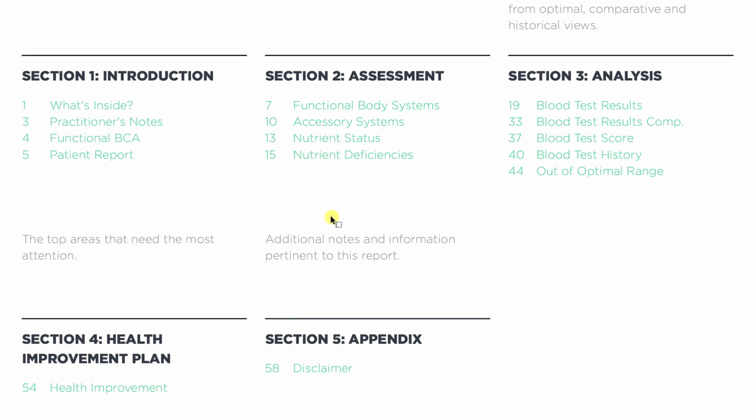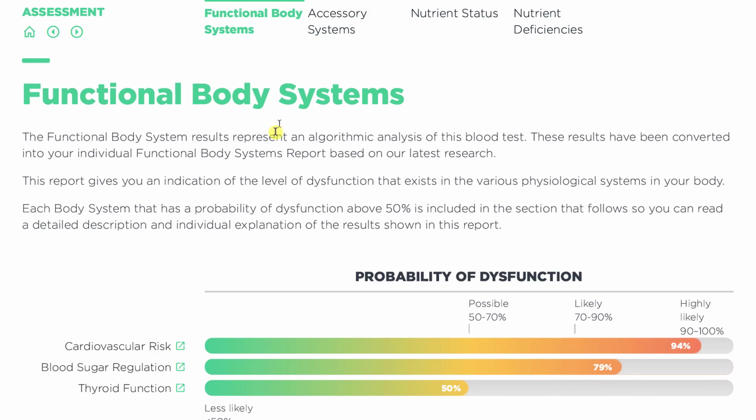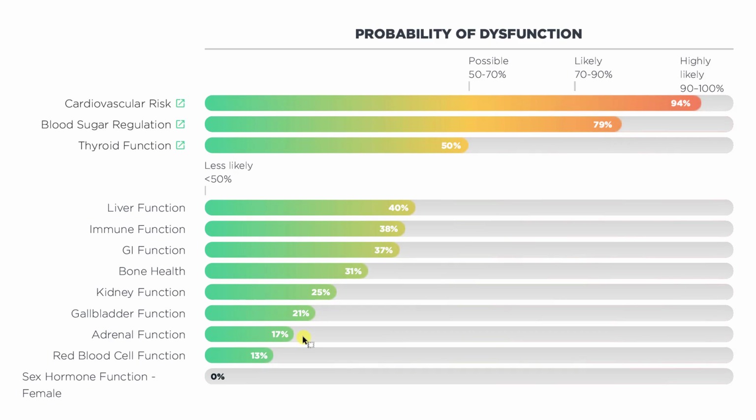For this particular video, we're going to be going through the assessment section, the analysis section, specifically blood test results, and then a potential health improvement plan if we wanted to base your recommendations solely on the data that we have here. Now I'm going to go ahead and click on functional body systems. The functional body systems index scores that you see here represent a bird's eye view of everything that's going on in your body, taking into account every single biomarker that was ordered for this particular study.